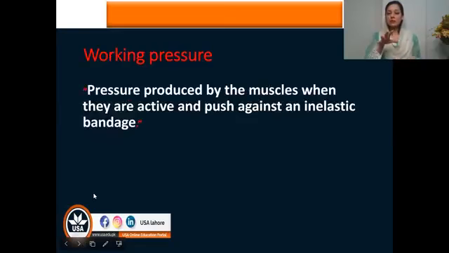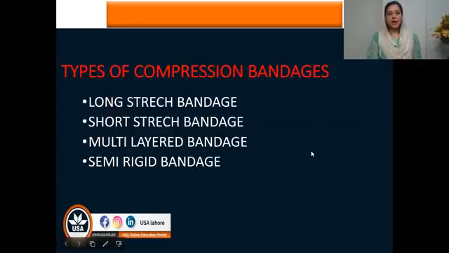And the next one is working pressure. This is the pressure when a patient moves, when the muscle is going to expand. The pressure that comes on the compression bandage from this expansion is the working pressure. And this will be only when there is movement, when the muscle contracts or relaxes. So the pressure produced by the muscles when they are active, when they push against an elastic bandage, when the muscle pulls against the bandage, that is your working pressure, right?